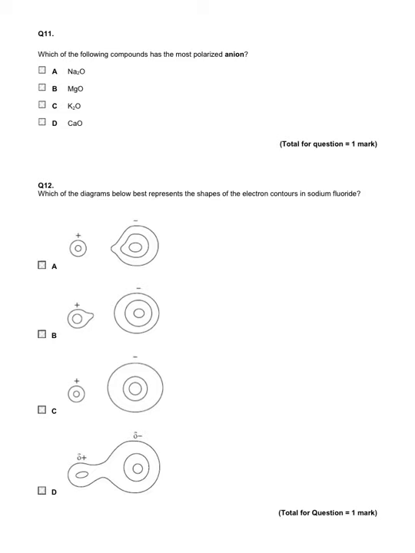Which of the following compounds has the most polarized anion? We can see the anions are all the same. So really what it's asking you for is the most charge dense ion. So the right answer is B. So even though magnesium oxide is almost 100% ionic, the most polarized one will still be the magnesium oxide. And then sodium fluoride. Sodium fluoride is very small, charge dense and very unlikely to be polarized.